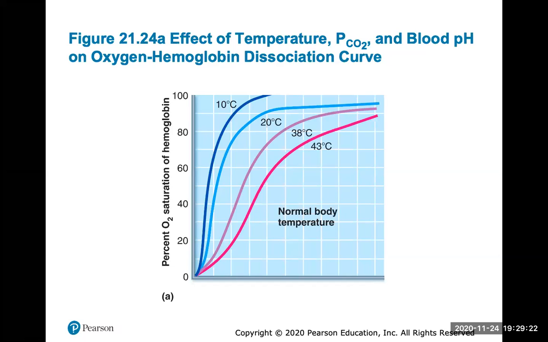So this takes us through body temperature. Normal body temperature is about 37. Increases in temperature will increase oxygen unloading from hemoglobin, so that shifts the oxygen dissociation curve to the right. And decreases in temperature shift the oxygen dissociation curve to the left. What that means is that it is harder for oxygen to be unloaded to tissues in colder temperatures and much easier in warmer temperatures.